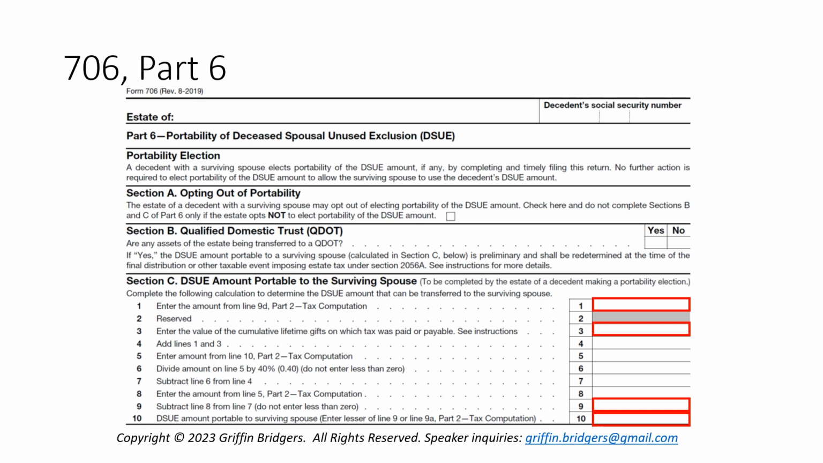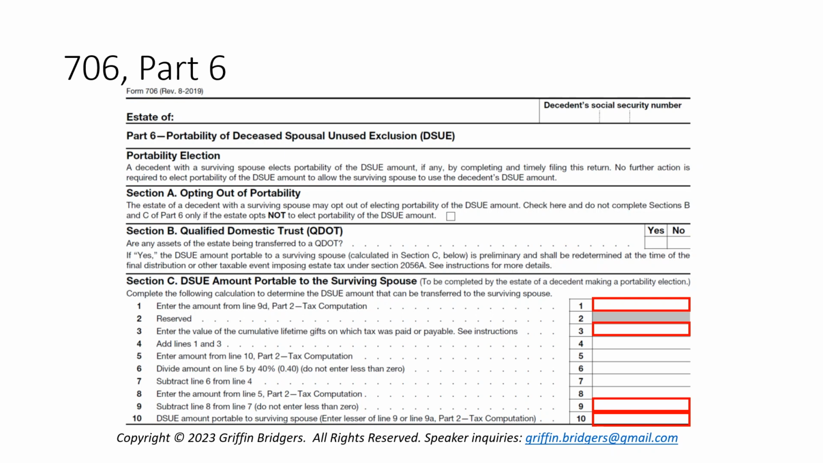Now, ultimately what we do is we walk through this, and on line 9, really what we're doing there is we're pulling over the difference between whatever applicable exclusion amount was reported on line 1 minus the taxable estate and adjusted taxable gifts, which, as you might recall from a prior bullet point in the last part, was really the determination of how much DSUE is left over and preserved for the surviving spouse. And then you net that out, and we end up with the amount on line 10.